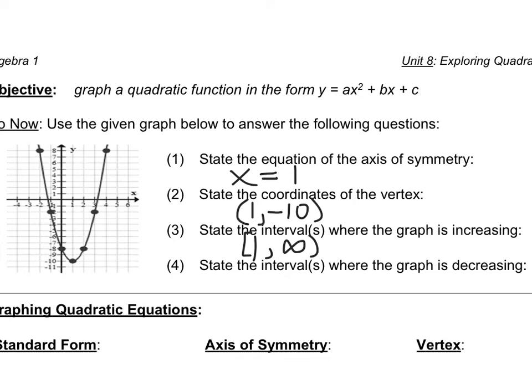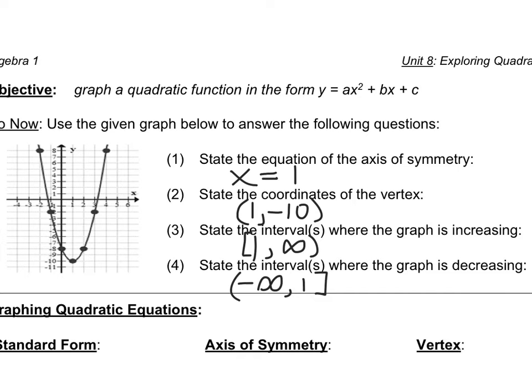Now interval or intervals where the graph is decreasing. Negative infinity to 1. All right, bracket on the 1 though, right, as you said. And how do we know that the infinity is getting parentheses? Because you can't equal infinity. You can't equal something that you can't actually capture.